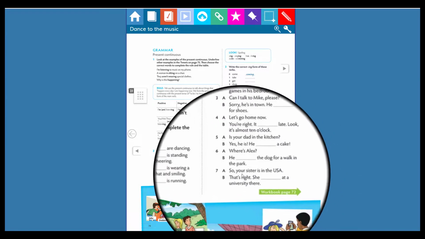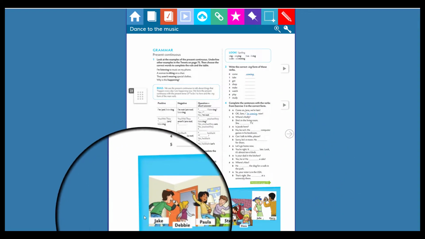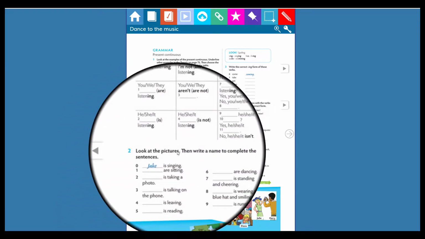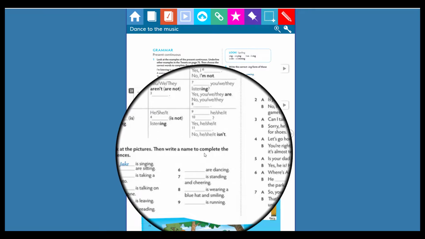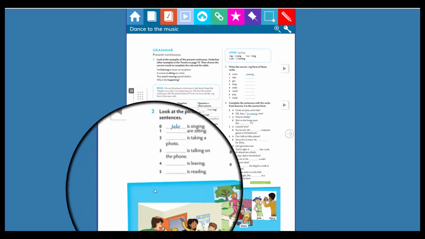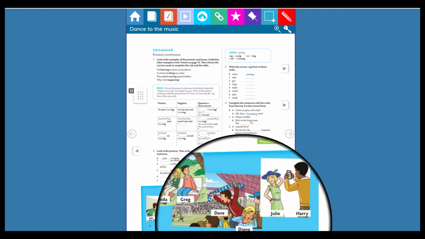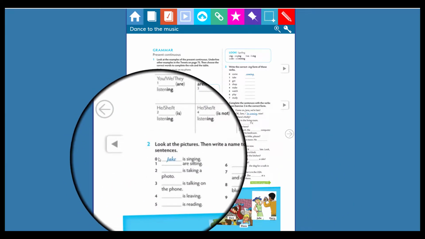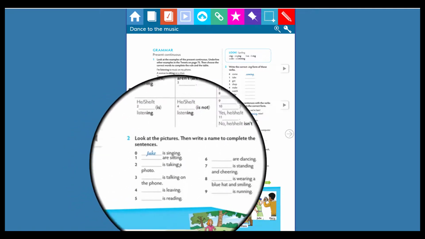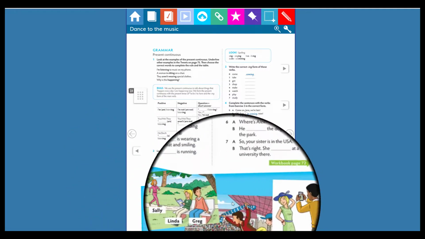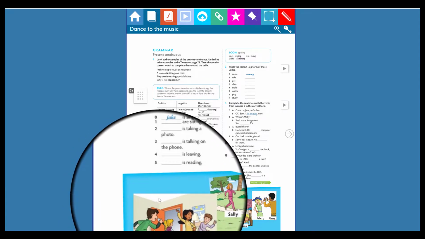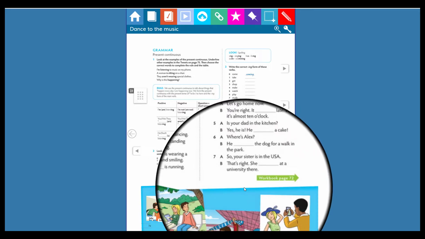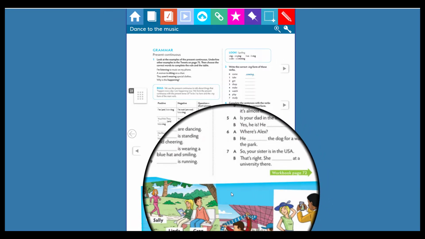So I need that you please open your student books on page number 76. Activity 2. Look at the pictures. Then write a name to complete the sentences. You have to look at these people over here and you have to complete these actions, which are in present continuous, remember? And you have to complete it with the names, the name of one person or two people too. Okay, so stop the video now and do the activity.